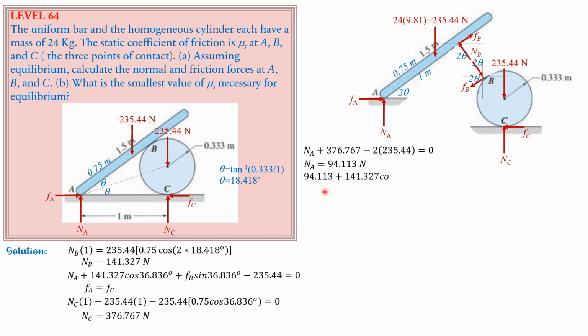Then 94.113 plus NB 141.327 cosine, summation of forces vertical for the ladder, or substitute into this equation here. Then minus 235.44 plus FB sine of 36.836 degrees into this equation to solve for FB. Minus 235.44 equals 0. So FB can now be computed. It is equal to 47.063 newtons.